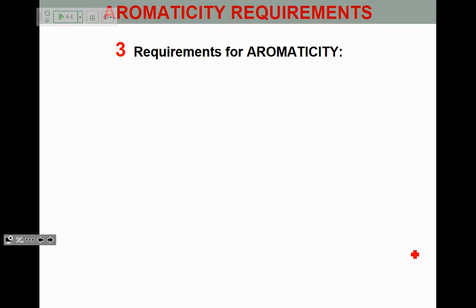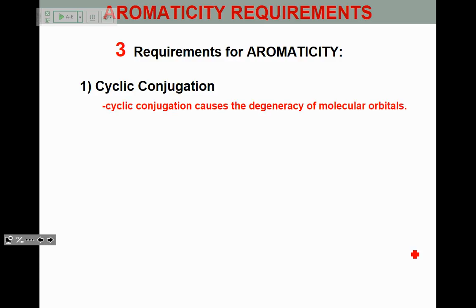So there's 3 requirements for aromaticity, and technically requirements 1 and 3 are the same. 1, you have to have cyclic conjugation. If you don't have conjugation in a ring system, it is not going to be aromatic, because you will not have those degenerate orbitals, so you won't have that extra stability. So it has to be cyclic conjugated. That's where you get the degeneracy, that's what causes the extra stability.